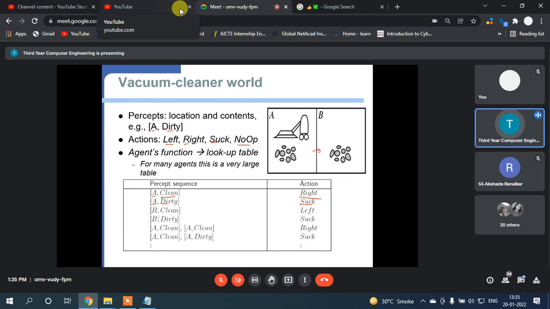Then after that, it will see in B. If B is clean, then it goes to left. These are the operations. Okay. Then if B is dirty, then it sucks. If A is clean again, then it again goes to the right. After that, if A is dirty, then it sucks that particular dirt. So these are the actions which can be repetitively performed by this vacuum cleaner. So this is the example of an agent. Got it?